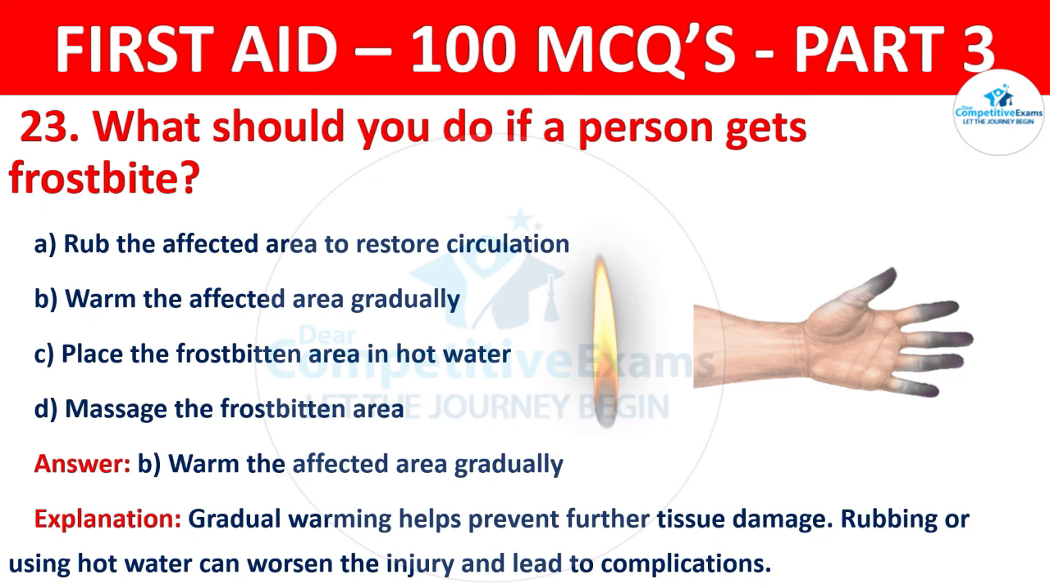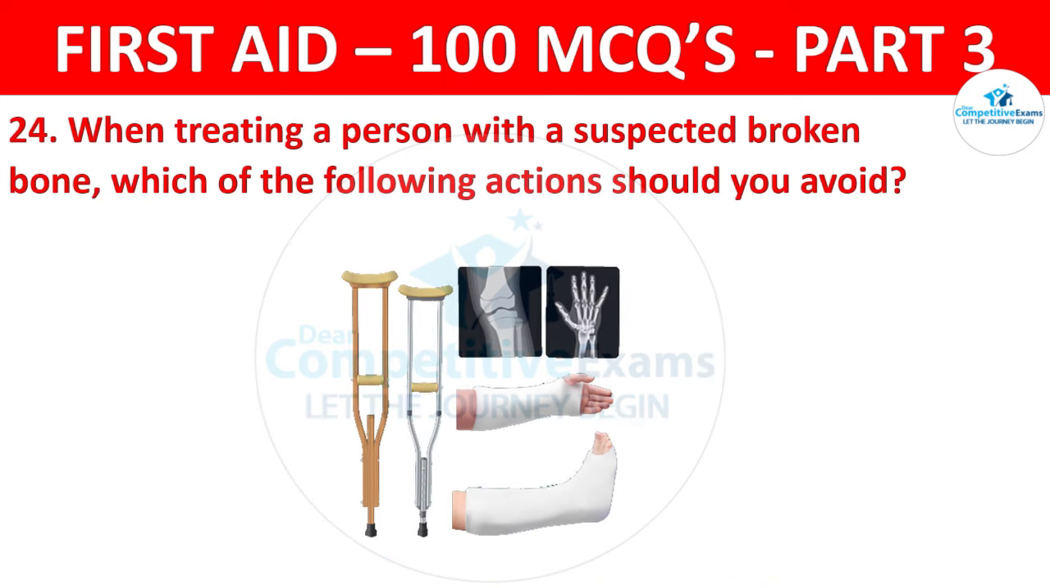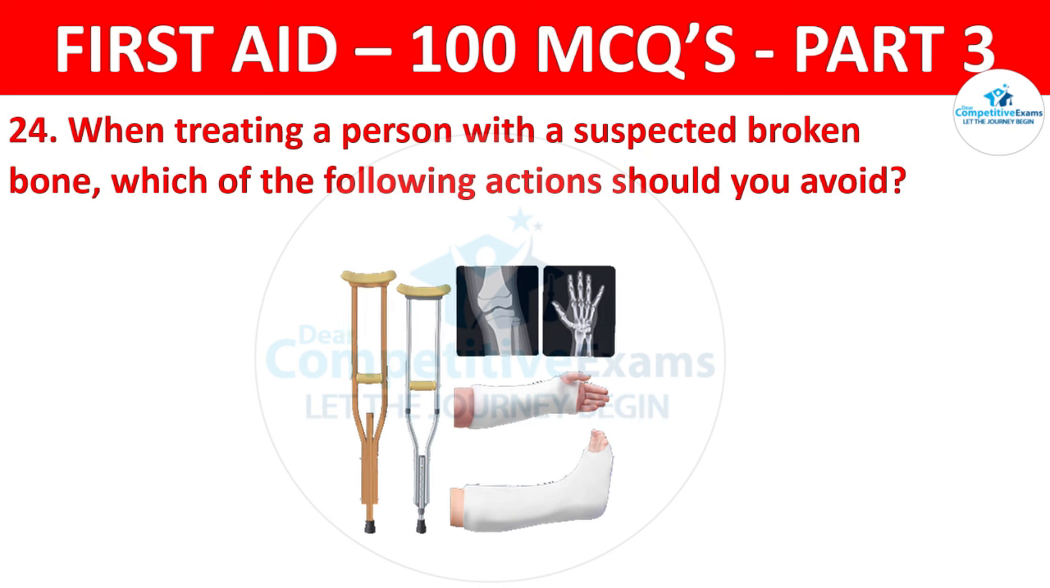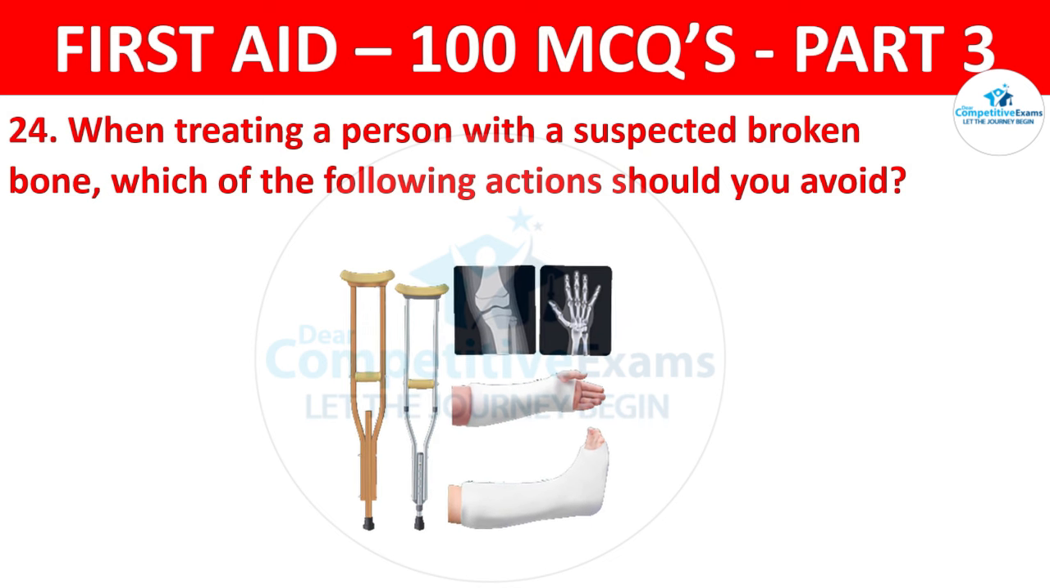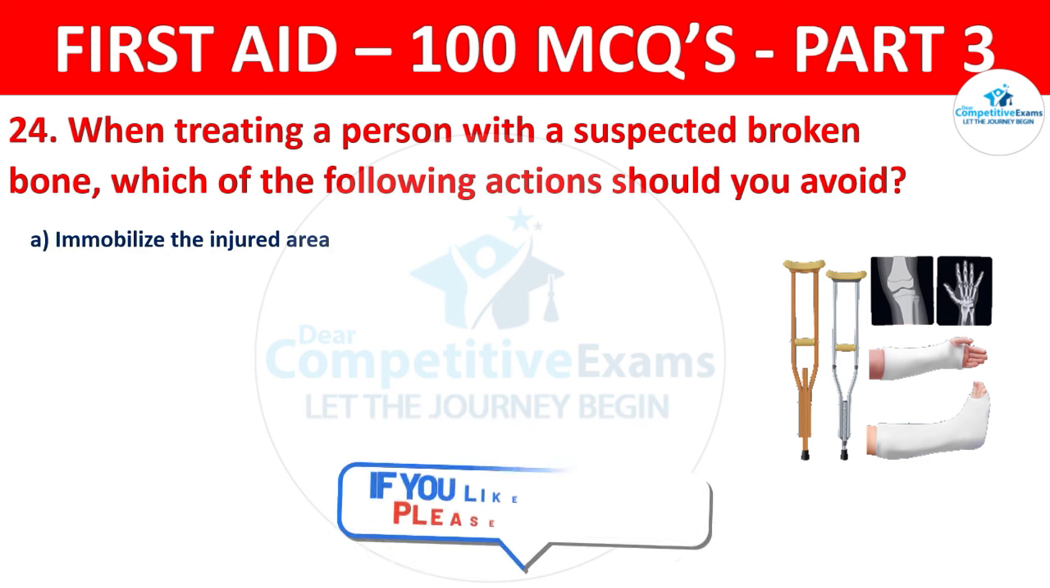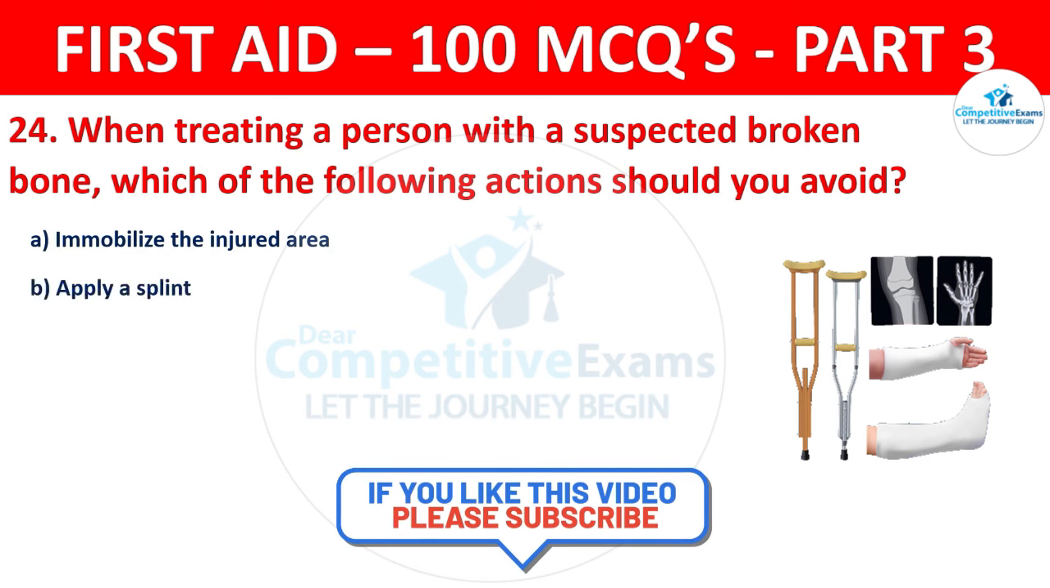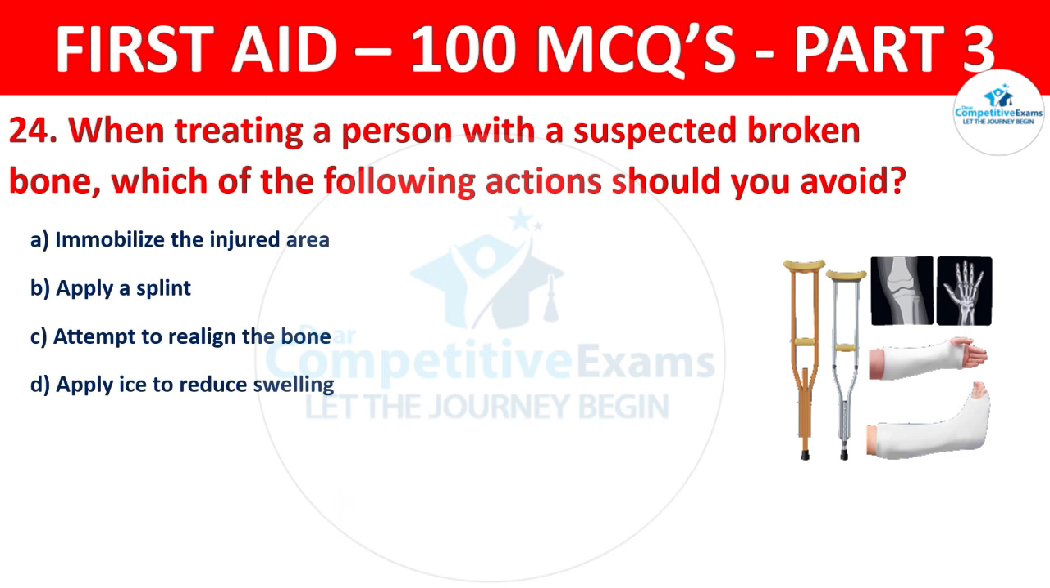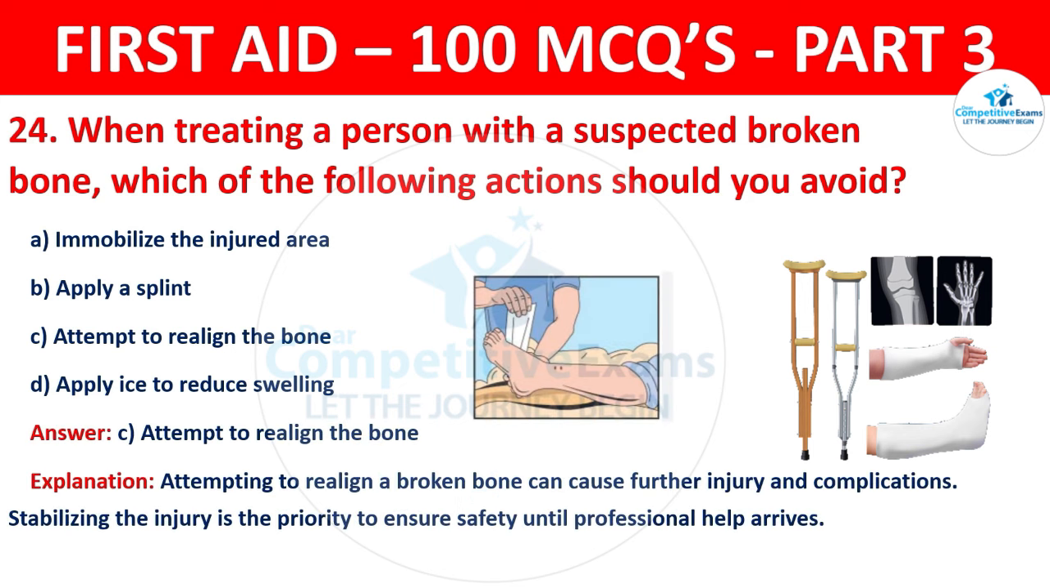Question number 24. When treating a person with a suspected broken bone, which of the following actions should you avoid? The options are: immobilize the injured area, apply a splint, attempt to realign the bone, or apply ice to reduce swelling. The correct answer is attempt to realign the bone. Attempting to realign a broken bone can cause further injury and complications. Stabilizing the injury is the priority to ensure safety until professional help arrives.